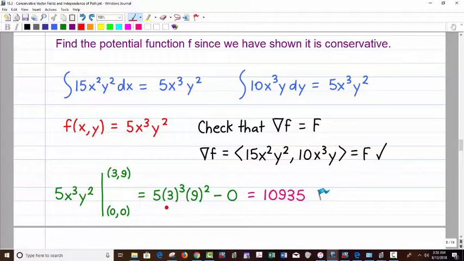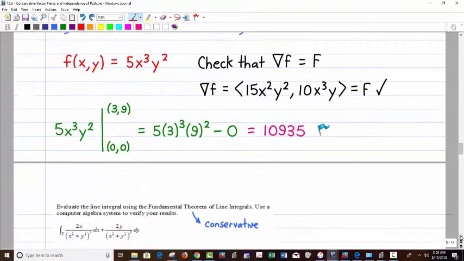So you plug in (3, 9), and the (0, 0) will produce 0. 5 times 3 cubed times 9 squared, look at that answer. 10,935. How about that? That yielded the same answer as we got before. So that's pretty slick. That's a lot of fun. Let's try that out again.